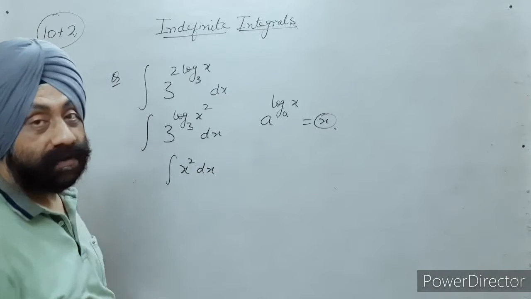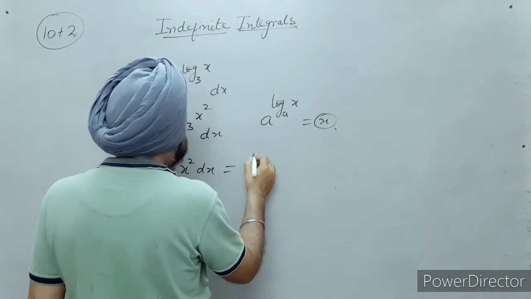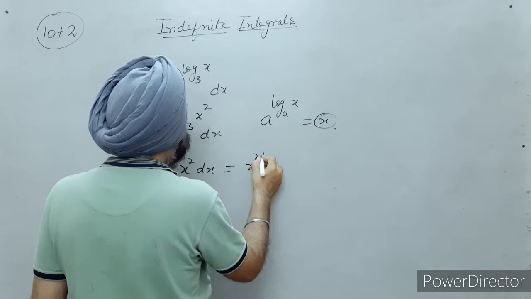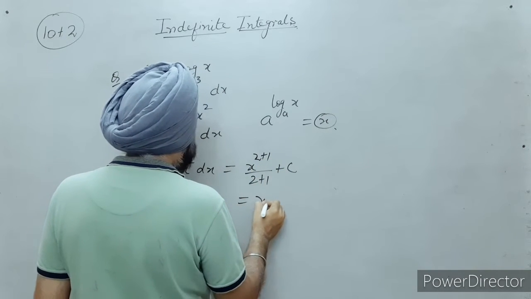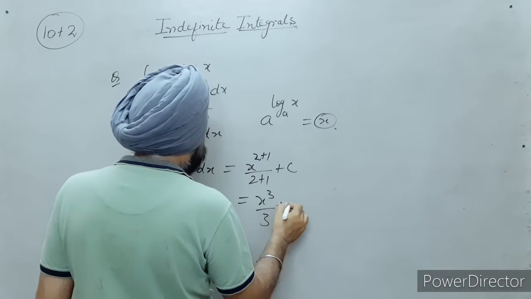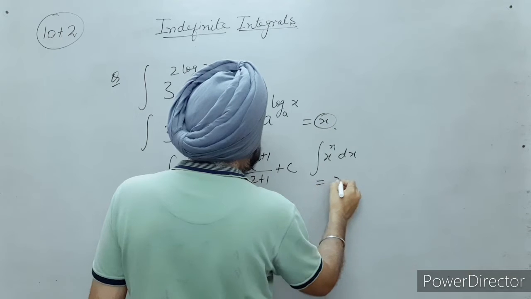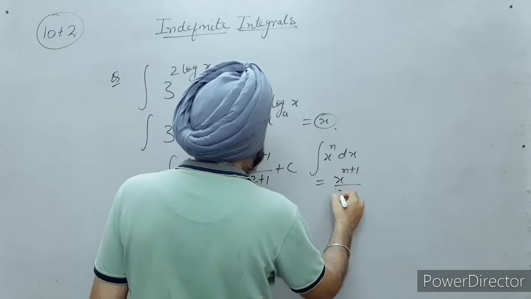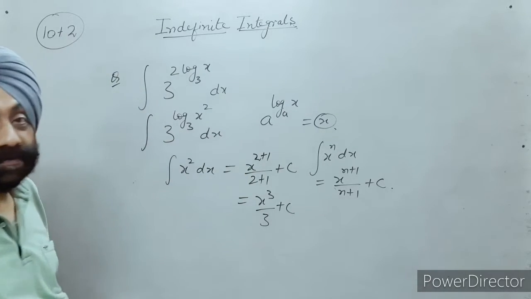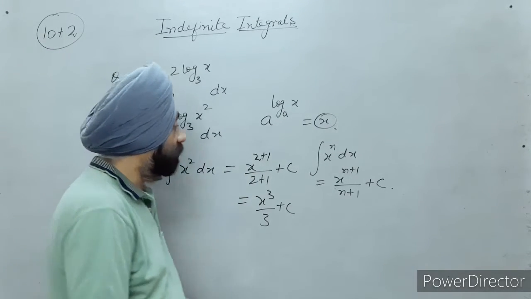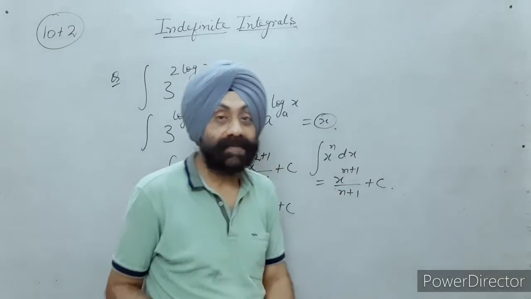Use the first formula, that is the power rule. It becomes x to the power n plus 1, that is 2 plus 1, divided by 2 plus 1, plus c. That is x cube by 3 plus c. I have used this formula: the integral of x^n dx is x^(n+1) divided by n plus 1, plus c. I have used the first formula.